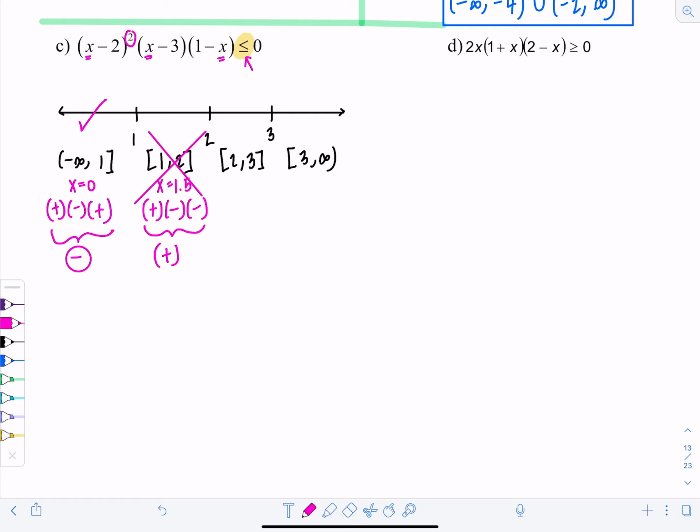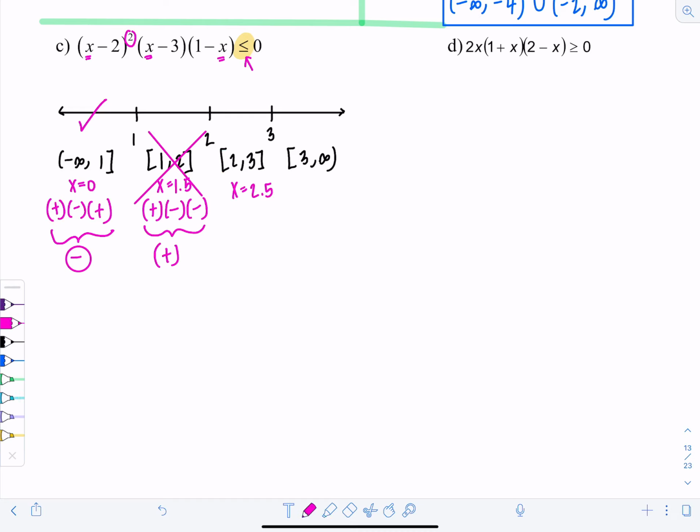Good. Next interval from 2 to 3. Let's test with 2.5. A lot of the time students will say, oh, why can't I test with 2? This time it's inclusive. But no, if you plug in one of the zeros into the inequality, you're just going to get 0 is less than or equal to 0. So it's not going to tell you whether or not that interval is part of the solution set. So regardless of whether or not the inequality is inclusive, don't test with one of the endpoints of the interval.